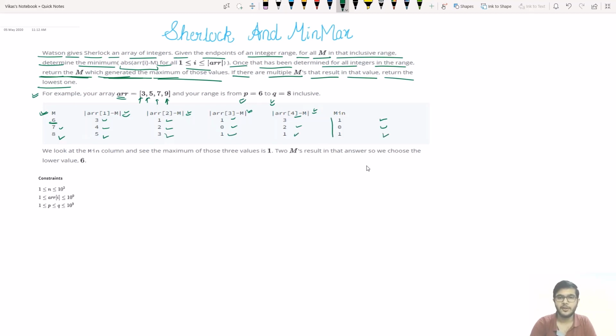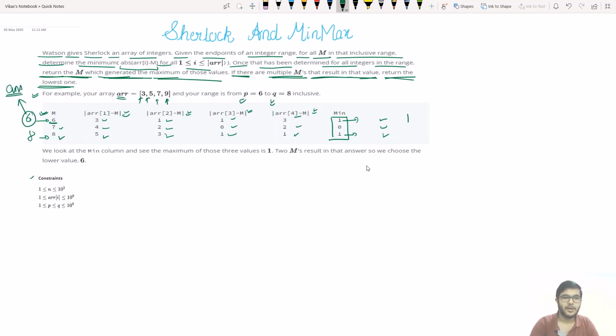Now our goal is to find the maximum of these minimums. So the maximum is 1, and there are two ones in the minimums. The first one corresponds to m equals 6, and the second one corresponds to m equals 8. Here it is written, if there are multiple m that result in that value, return the lowest one. So we need to return the lowest one, that comes out to be 6. So our answer is 6.